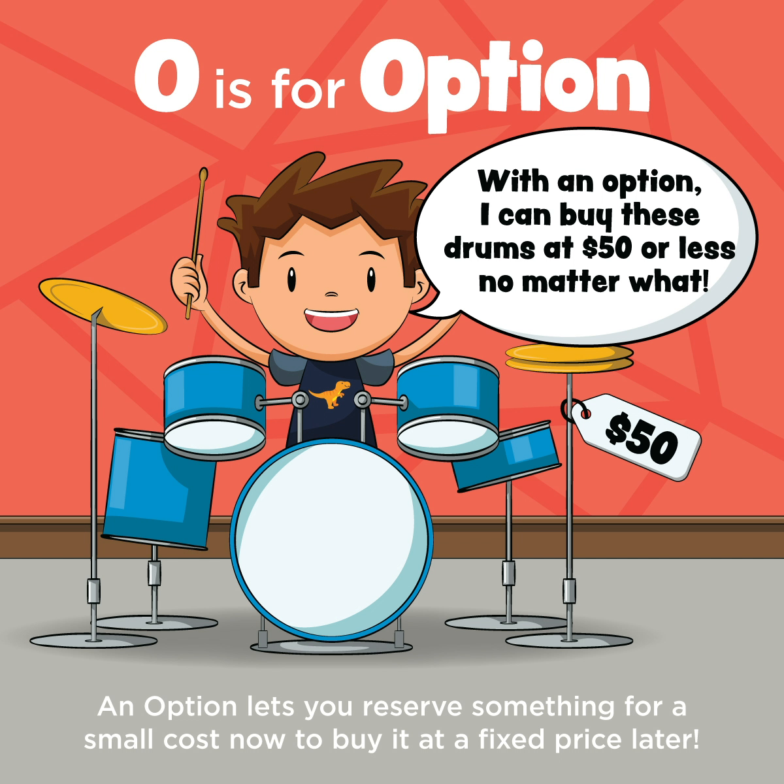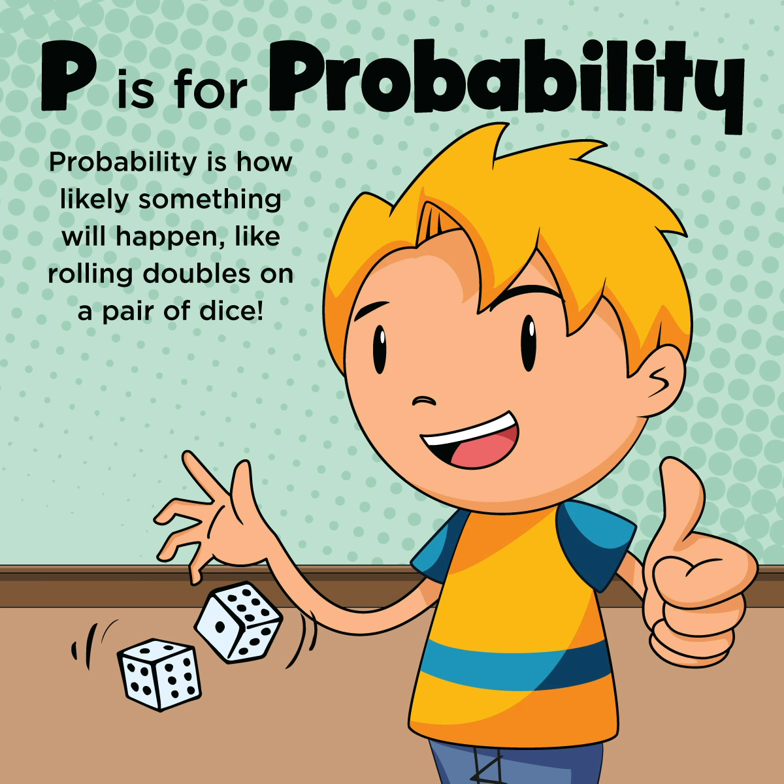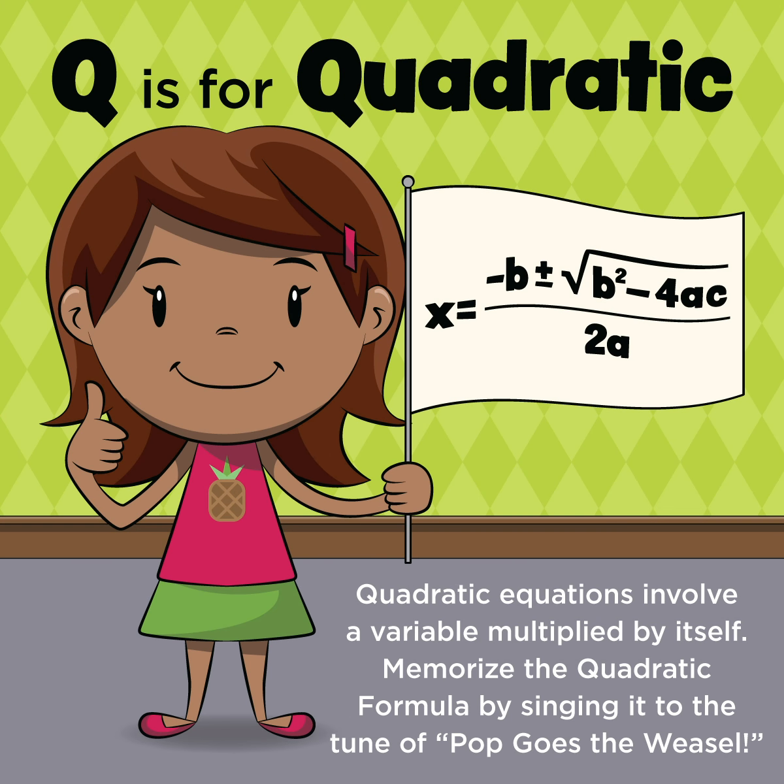O is for Option. An option lets you reserve something for a small cost now to buy it at a fixed price later. P is for Probability. Probability is how likely something will happen, like rolling doubles on a pair of dice. Q is for Quadratic. Quadratic equations involve a variable multiplied by itself. Memorize the quadratic formula by singing it to the tune of Pop Goes the Weasel.